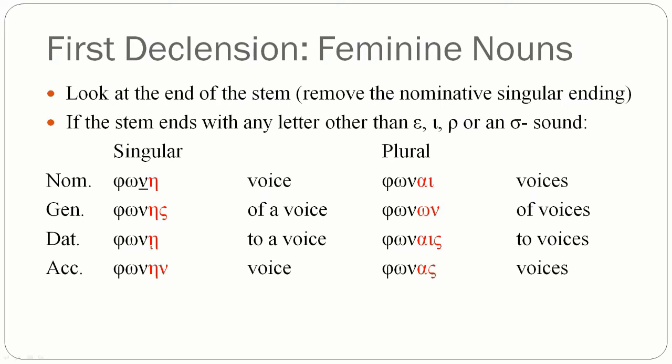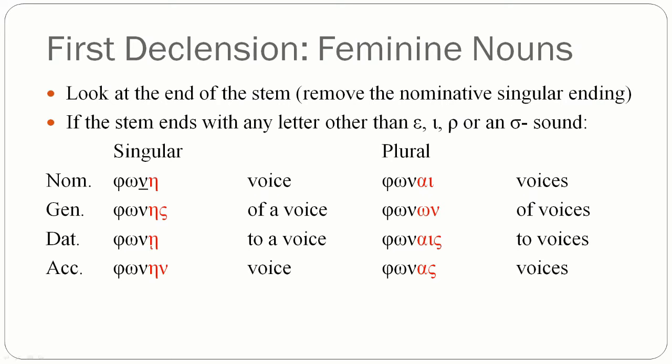Phone, it means voice or sound. If you drop off the eta, we're left with a nu, and sure enough, nu is not epsilon, iota, or rho. Nu does not make an S sound, so it falls into this category. And this one is pretty much the opposite of the first category, hemera. With this one, all of your theme vowels in the singular are going to be etas. For the first category, they were all alphas. Then for the second category, the sigmas, you had a combination of alphas and etas. Here, it's only going to be eta.